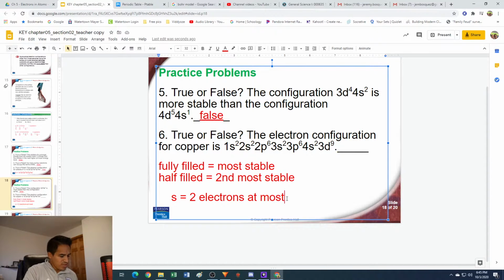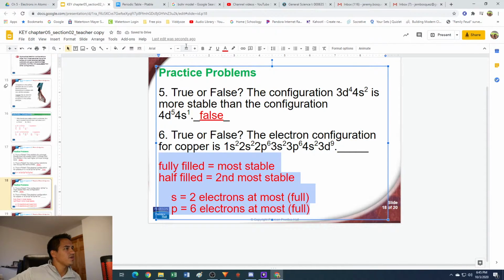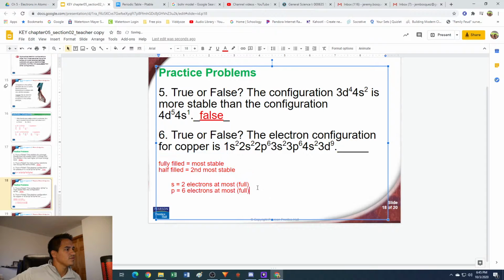Okay, so that would mean that they are full. P orbitals can have 6 electrons at most to make them full. And so on for the other ones. For d orbitals, they can have 10 electrons at most. And for f orbitals, which we haven't really talked about, they can have 14 electrons because there are 7 f orbitals. Each one holds 2. Okay, so 7 times 2 is 14. So 2 electrons is full. 1 electron would be half.